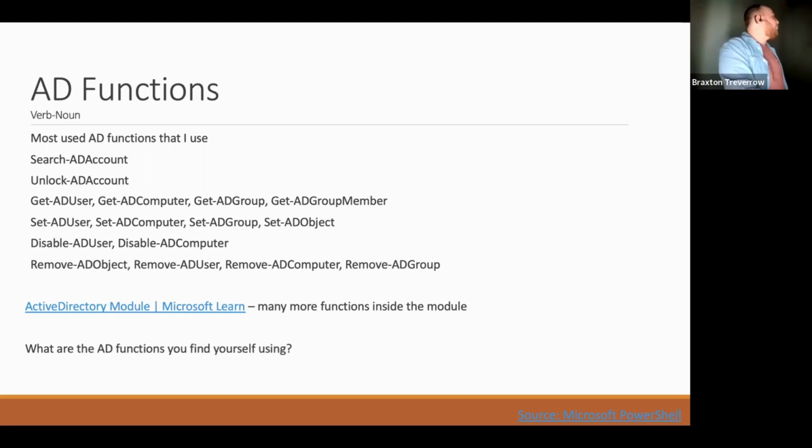We have Set, Remove Object, Remove AD Group, Remove AD Computer. These functions allow you to do stuff within PowerShell using the Active Directory module. Again, I go back to the scripting and automation pieces of it. If you want to disable a bunch of AD objects or users or computers, PowerShell will allow you to do that at scale instead of having to go through the Active Directory management console, where it's going to take you a little bit longer to go in there and disable folks.